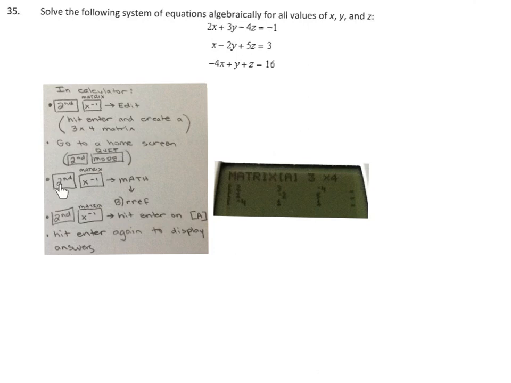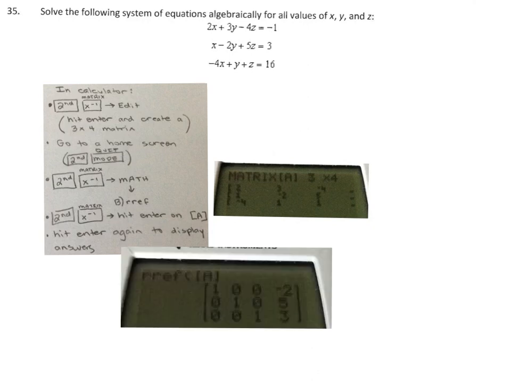Now you're going to go back to matrix, so second x inverse, so it's going to bring you to matrix. You're going to go over to math, and you're going to go down all the way till you see letter B. It says RREF, reduced row echelon form. Don't pick REF, it should say RREF. From there you're going to go back into matrix for the third time, and you're going to hit enter on matrix A. And then hit enter again, and this is what you will see.